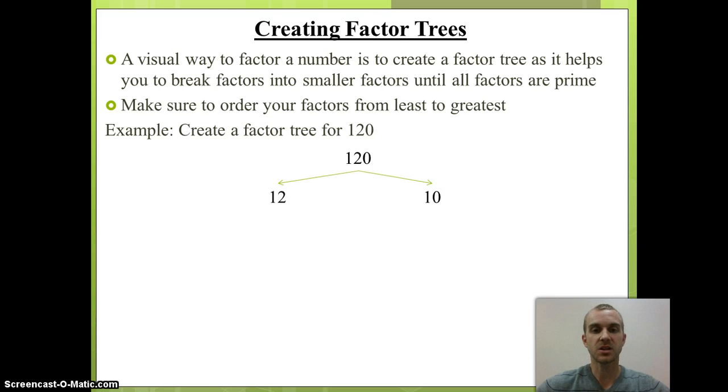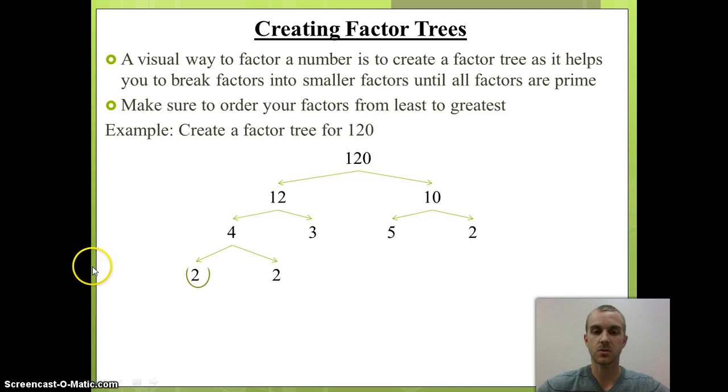Now I'm going to split each of them. I know that 12 is divisible by 4 times 3. And I know 10 is divisible 5 times 2. Now I know 4 can be divided into 2 times 2. 3 is prime, 5 is prime, 2 is prime. So I've now factored my 120.